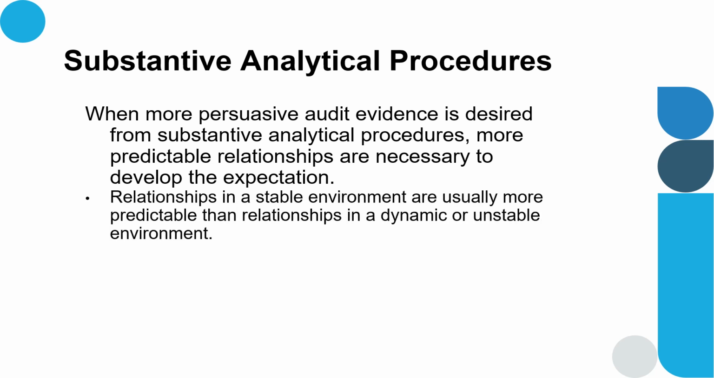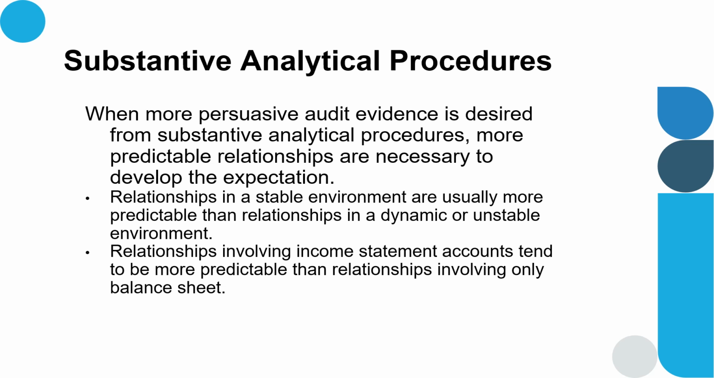For example, relationships in stable environments are usually more predictable than relationships in a dynamic or unstable environment. So, if you talk, for example, about an economy that is in turmoil, right? So, information or relationships may appear to be less predictable in those cases. So, relationships in stable environments are usually more predictable. Also, relationships involving income statement accounts tend to be more predictable than balance sheet accounts.